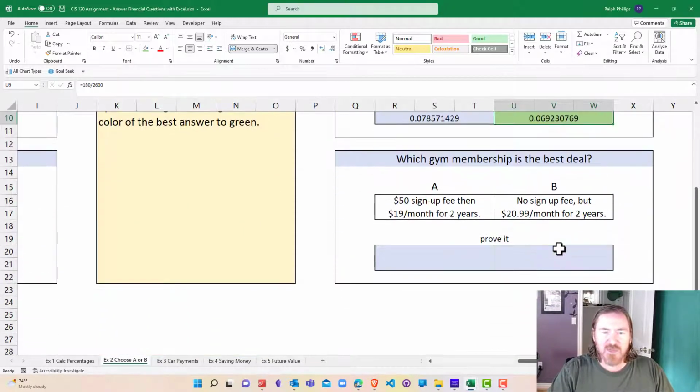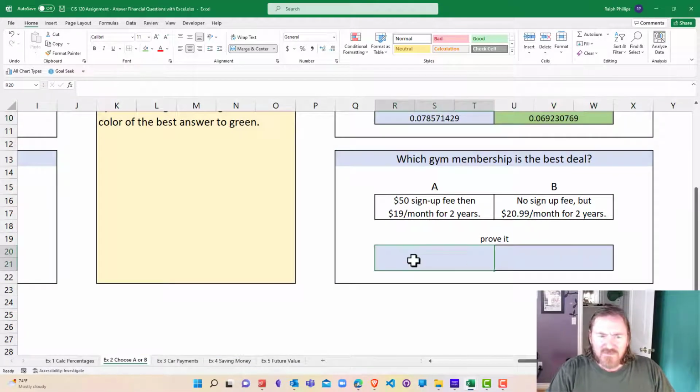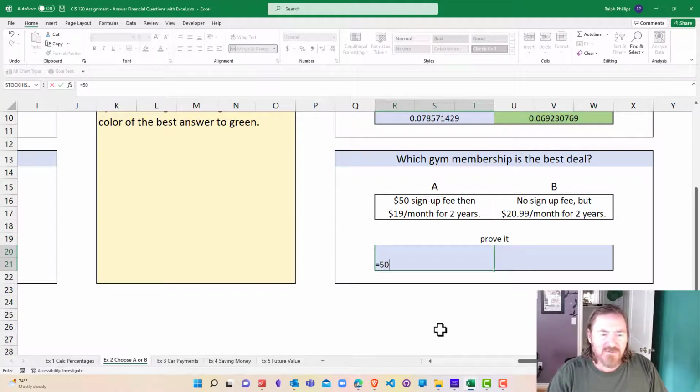Let's check this out. Gym memberships. Okay, $50 sign-up fee, then $19 a month for 2 years. Got it. So equals $50 plus. Now remember, when we're writing in dollar amounts in our formulas, we don't put dollar signs or anything like that, because dollar signs in a formula mean absolute reference.